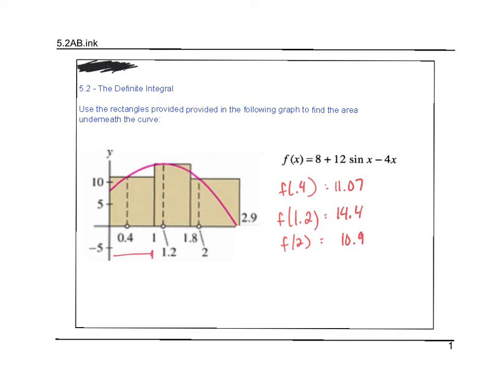If I look at the width of each one, I have a width of 1, I have a width of 0.8, and I have a width of 1.1. So if I multiply the heights by the widths, and I add them up, I would arrive at an answer of 34.58 units squared as the approximated area.